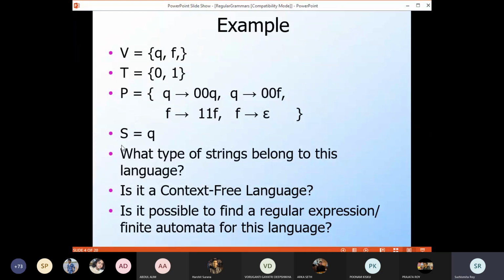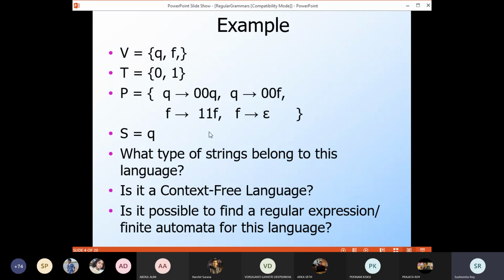This grammar V, T, P, S is a grammar. So V is defined, T is defined, S is defined, and these rules define the strings. Since we have a context-free grammar, notice that the rules have only variables on the left-hand side. So it is context-free. It is a context-free language because it is defined by a context-free grammar.